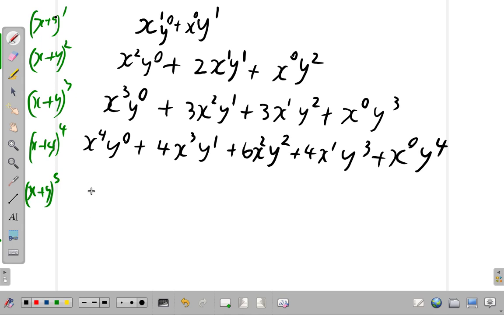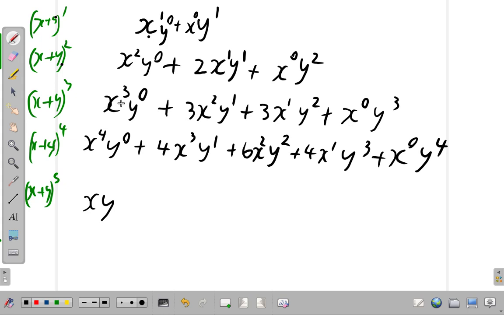Each term, you have xy. Notice you have two of them here, then 3 and 4, then 1, 2, 3, 4, 5. So when you have x plus y to the 2, you have 3 pairs of xy. X plus y to the 3, you have 1, 2, 3, 4 pairs of xy's.